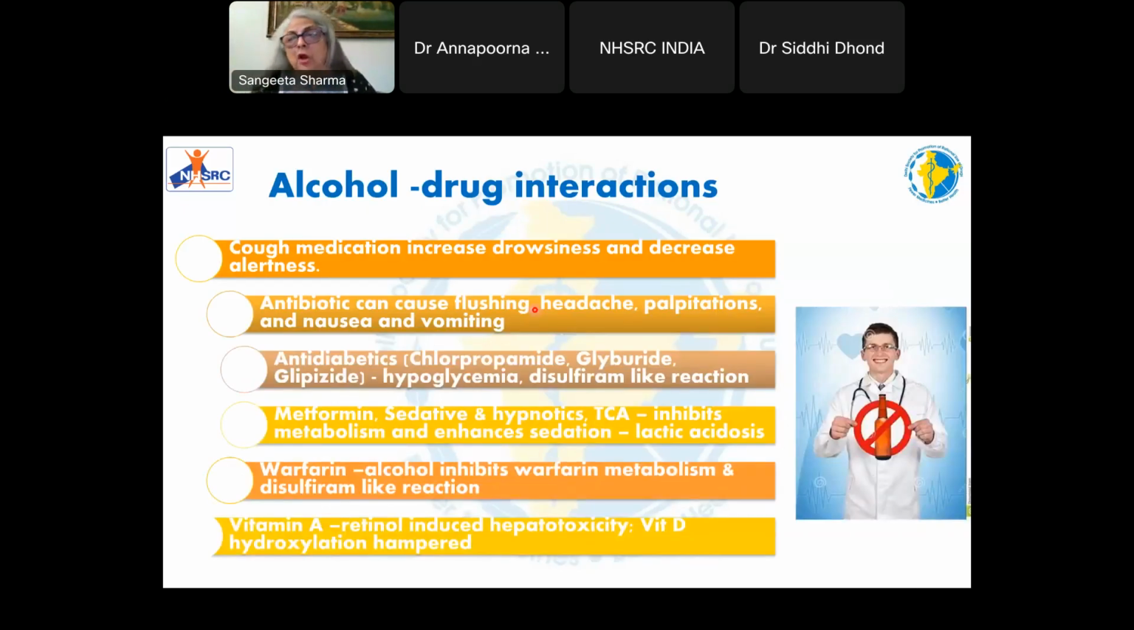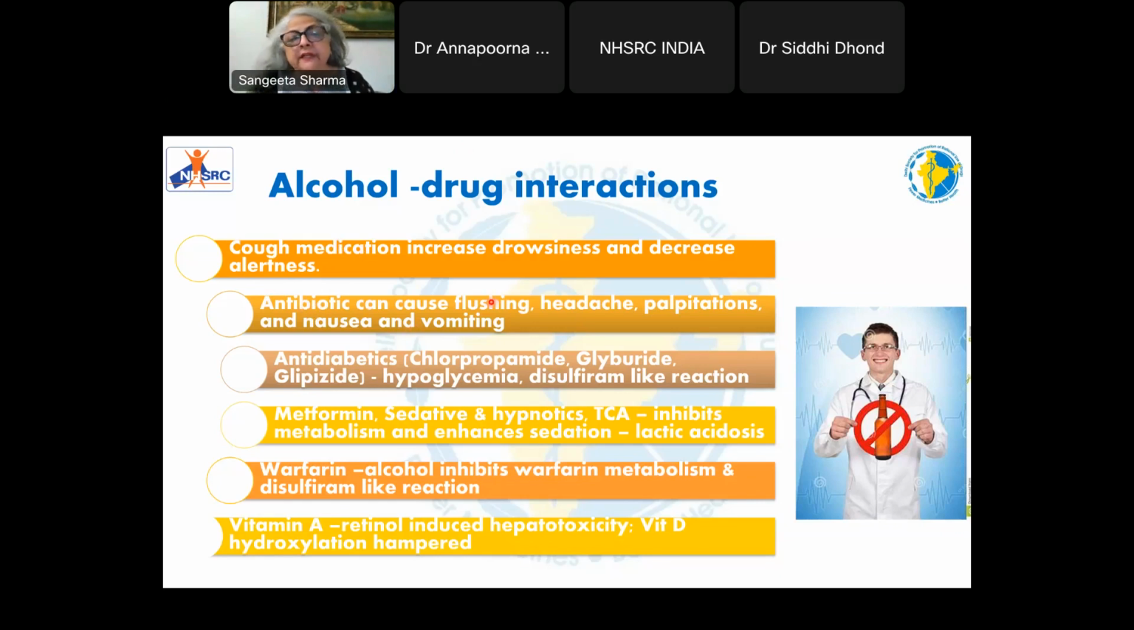Then coming to alcohol, another big reason for many drug interactions. We don't actually elicit this history from the patient before prescribing these medicines. Cough medications, as you know, already have some alcohol or some depressant type of drug, so it can lead to increased drowsiness and decreased alertness. So you have to caution the patient that he should not indulge in driving or doing work with equipment which requires alertness.